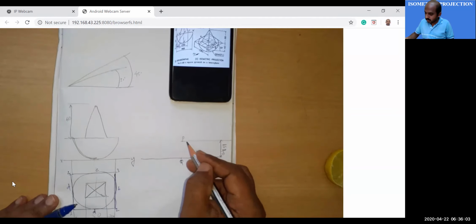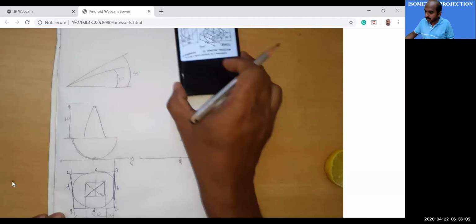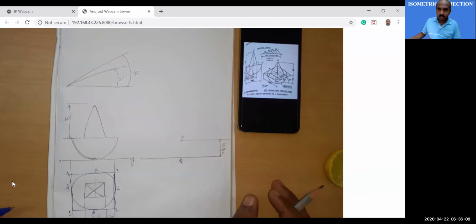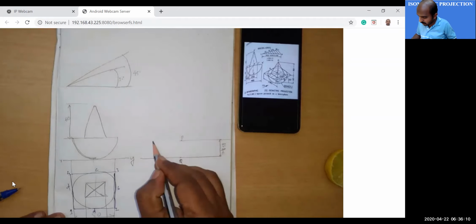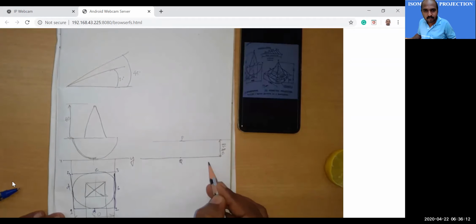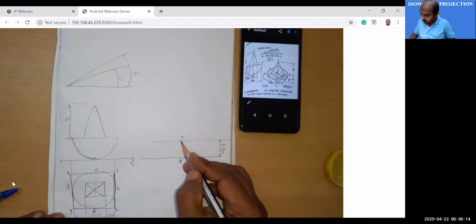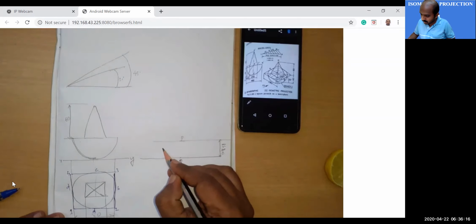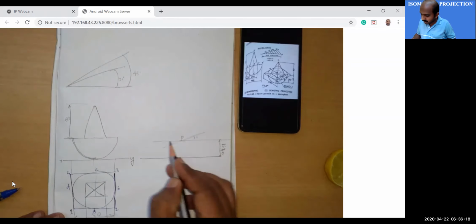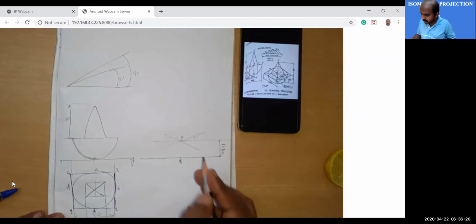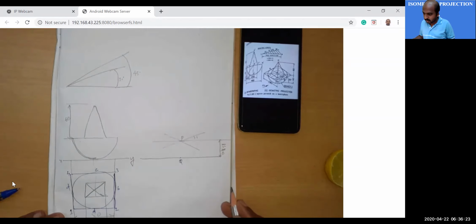Okay. Then through P, we can draw two lines. One is a line parallel to the bottom line. Then through P, you draw two lines: one is a 30 degree line, another is another 30 degree line.